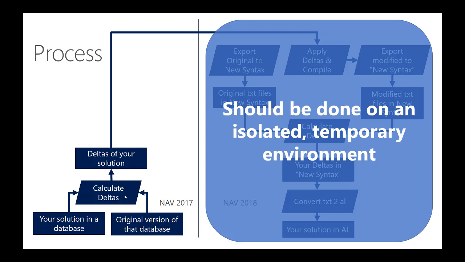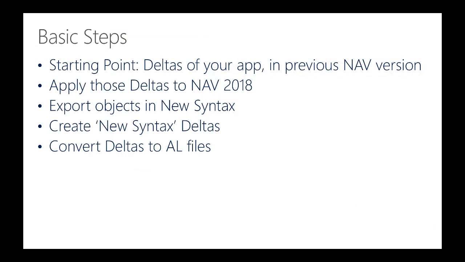And at the end, we can just get rid of the temporary environment because we won't need a side-by-side development environment anymore from that point, because we'll be doing our development straight onto the text files themselves. So the basic steps are we start out with the deltas of your IP in a previous NAV version. Then we're going to apply those deltas to NAV 2018 because we have to export those objects in new syntax, and the only way to do that is to be in 2018 or later. Then we are going to create new syntax deltas because those are the files that we then convert to AL files for Visual Studio Code.